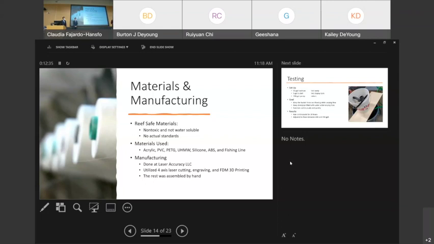So we did the manufacturing at laser accuracy. We used a 4-axis laser cutting machine with laser engraving, and we utilized FDM 3D printing for a lot of the components. Everything else was assembled by hand for testing.